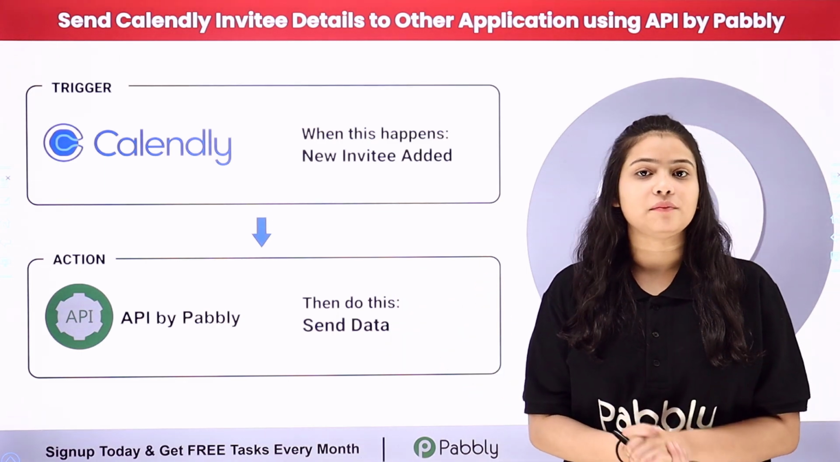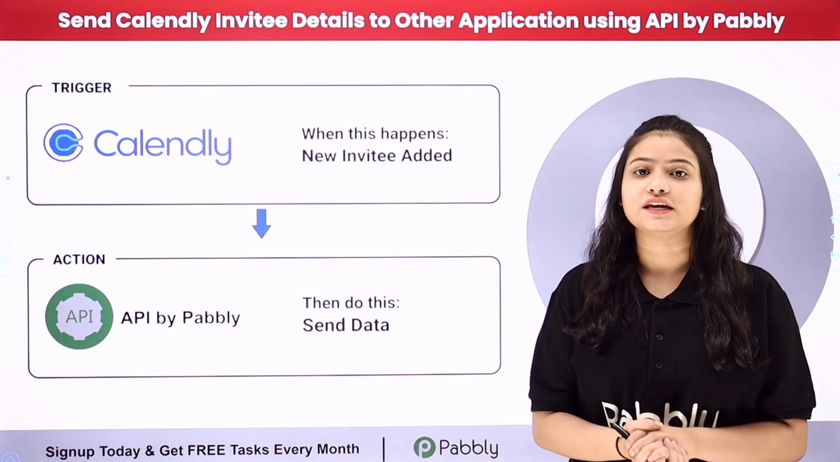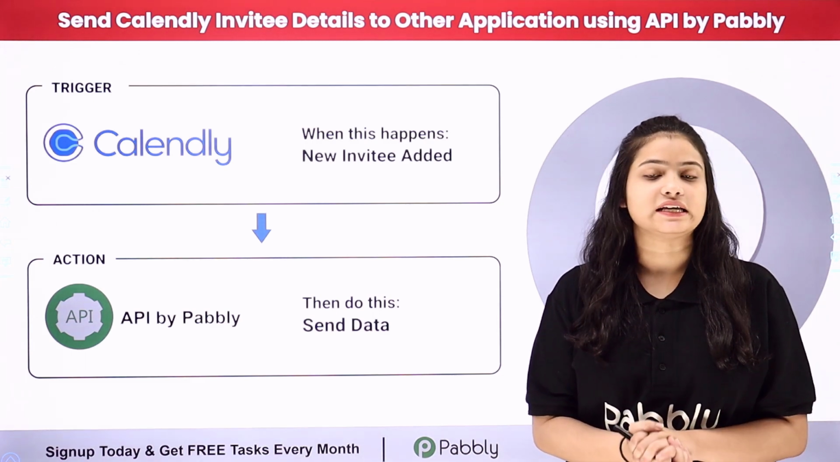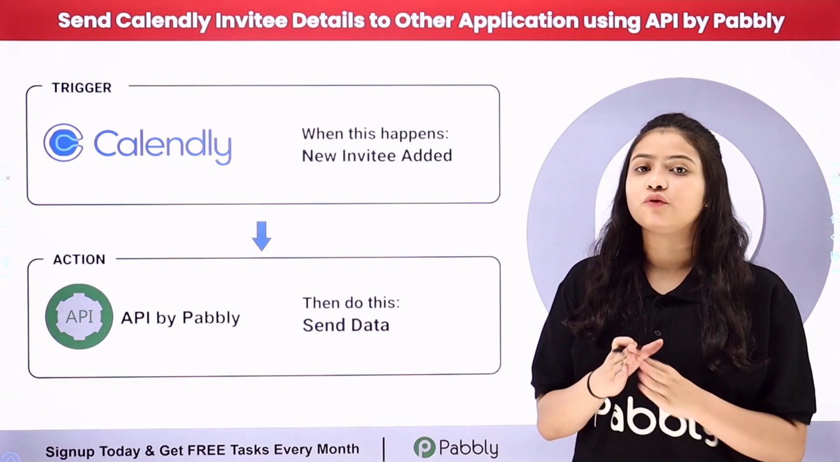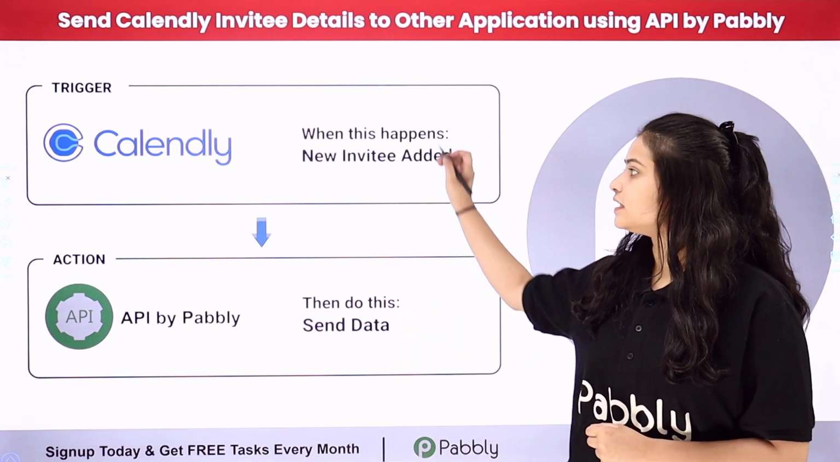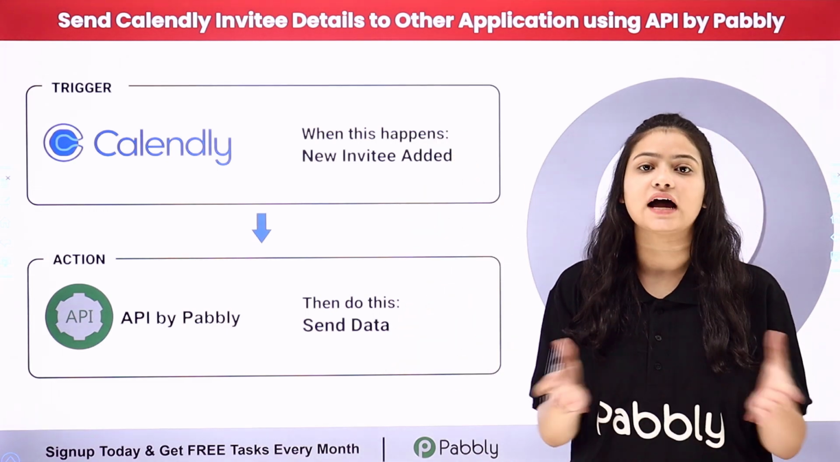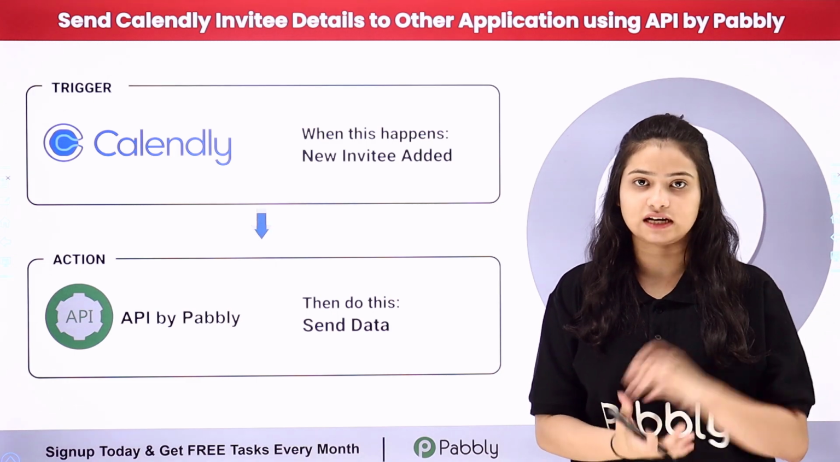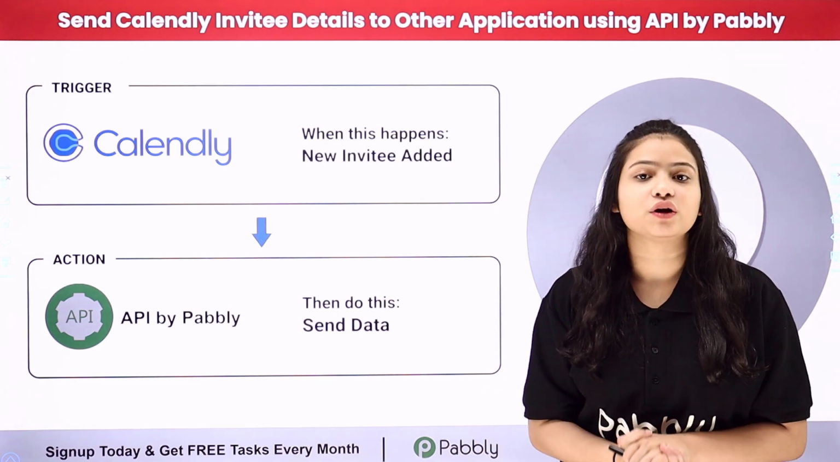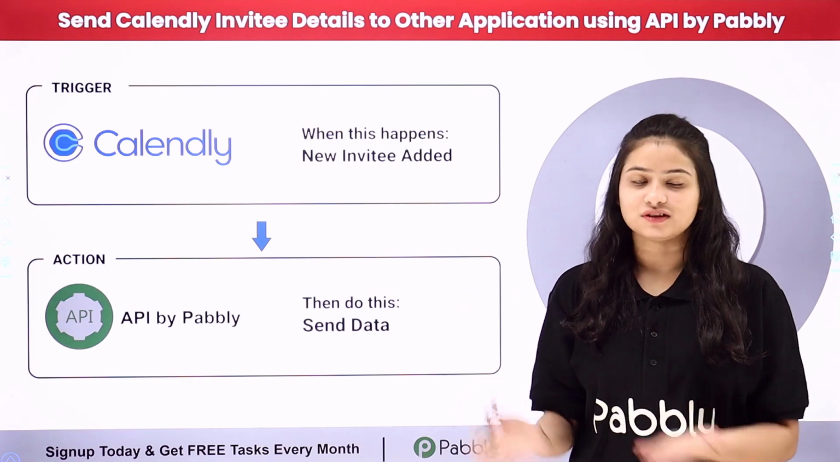So we use API by Pabbly to set up connections between different applications which are not natively integrated with Pabbly Connect. So here I am going to use API by Pabbly to send the details from Calendly to another application that is not connected with Pabbly Connect directly. Okay, and if you want to learn how we are going to do that, then for that you have to follow me through the screen.